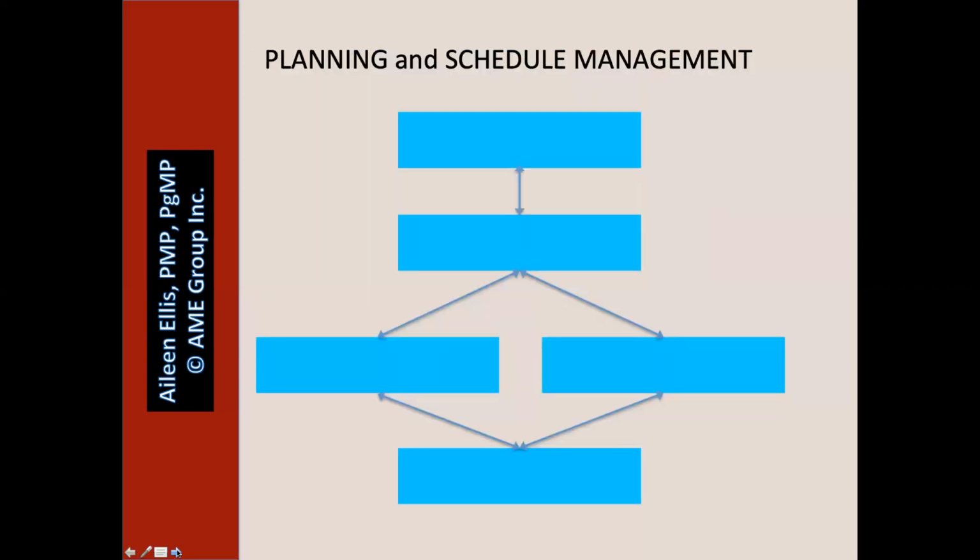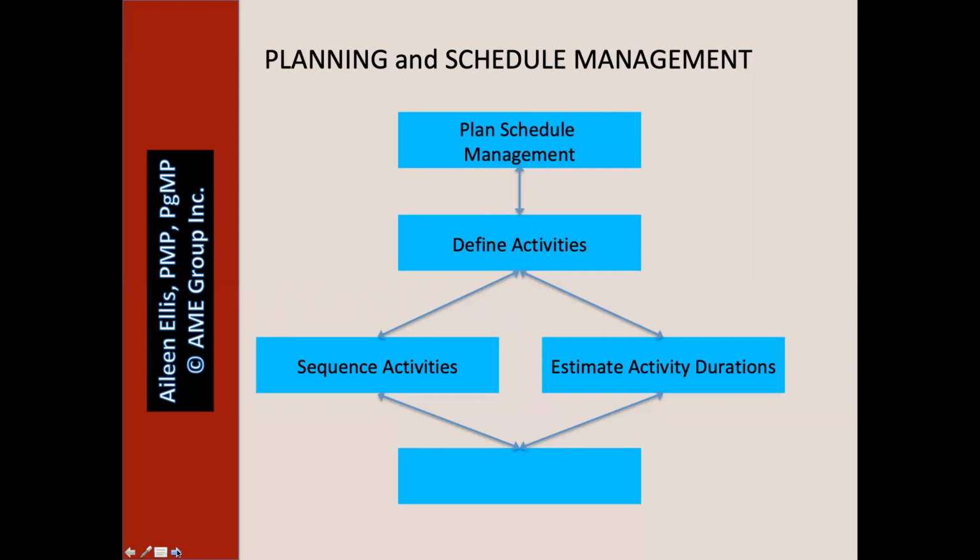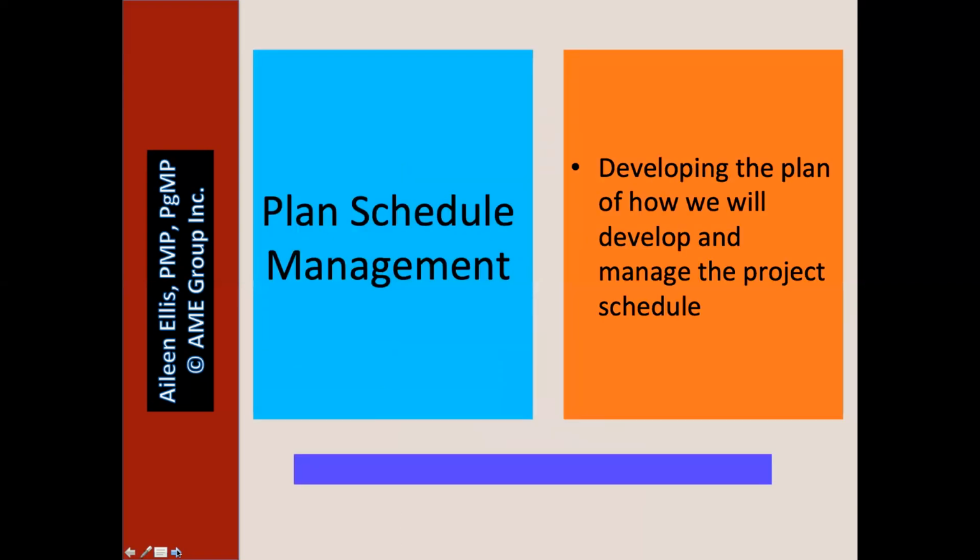dictionary. When we get to planning and schedule, plan schedule management, define activities, and then in parallel, we can sequence the activities and estimate the durations. Then we move on to develop the schedule. Plan schedule management. Developing the plan of how we will develop and manage the project schedule. The schedule is not found in the schedule management plan.